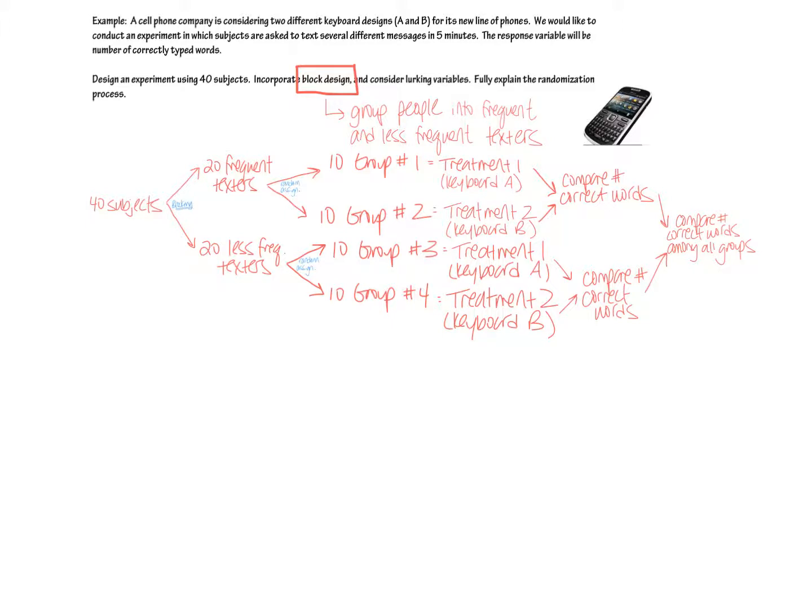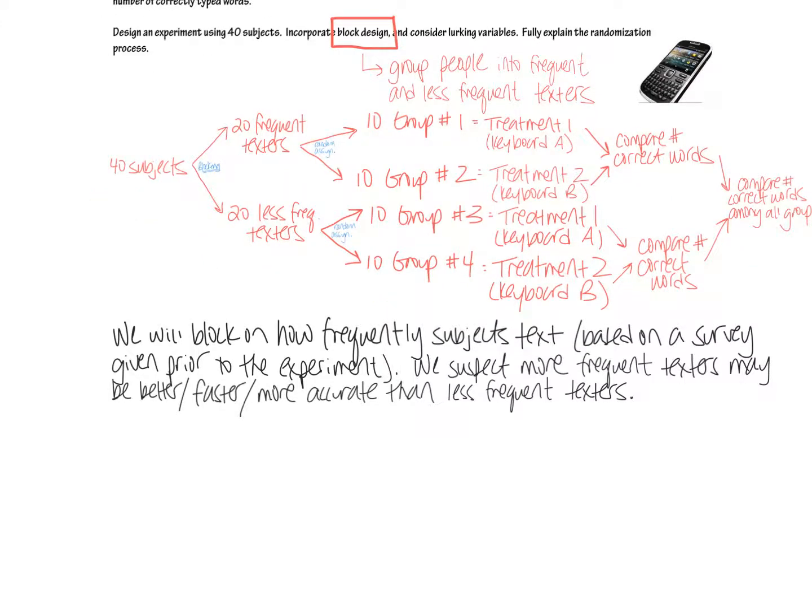So this is what the actual tree looks like. This is how you lay everything out in terms of how you are going to do your experiment. But of course, there need to be words that go with it, to describe to someone exactly what's happening in this process. What I've written out first is why I decided to block the way that I did. That's the first thing mentioned here in this tree, and that needs to be explained. Why did I choose frequent versus less frequent texters?